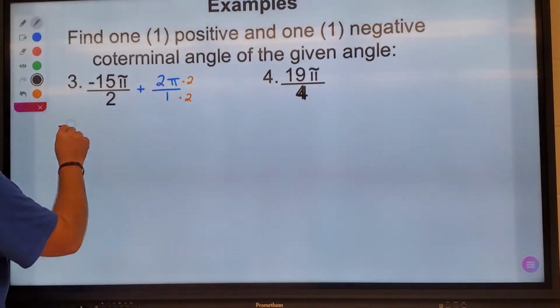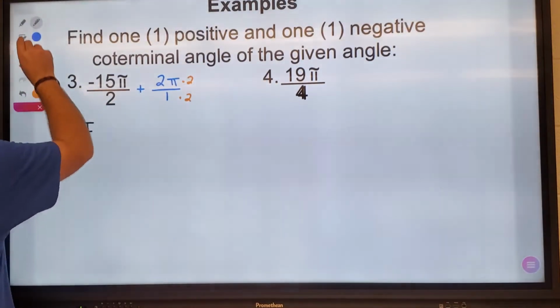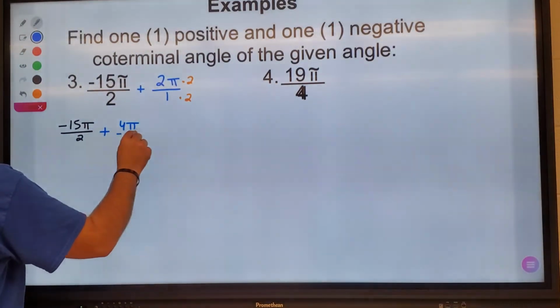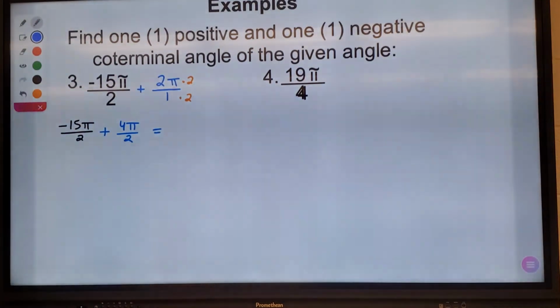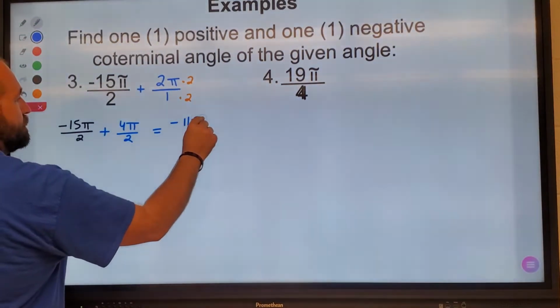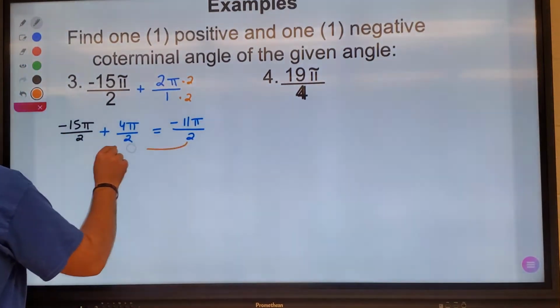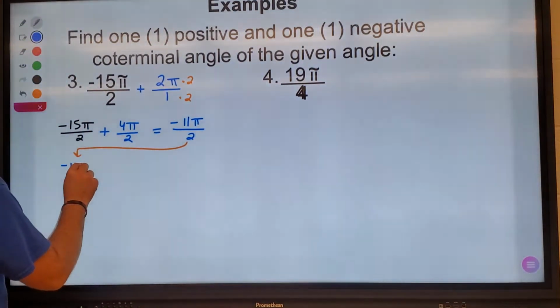Which now gives me negative 15 pi over 2. And I'm going to add 2 times 2, which is 4 pi over 2. Make note that the denominators stay the same. The 2 stays the same. So now I just look at that negative 15 and add 4. Negative 15 plus 4 is negative 11 pi over 2. And then I'm going to take this and bring it back down, and do the same thing again.